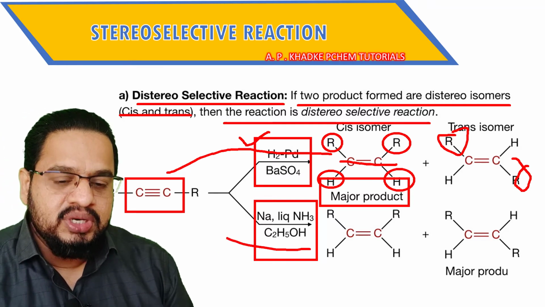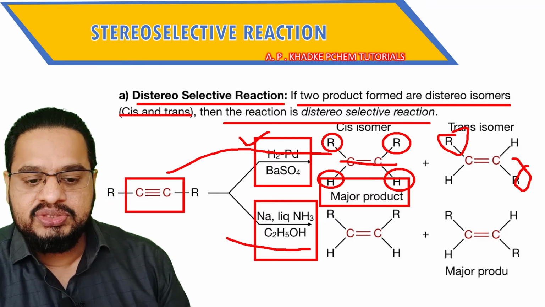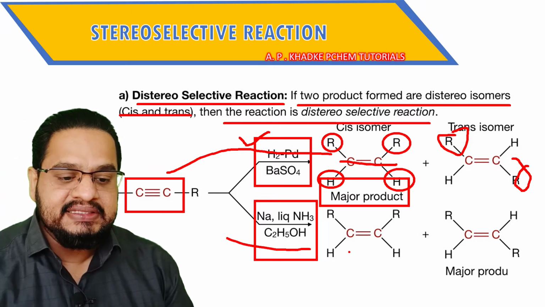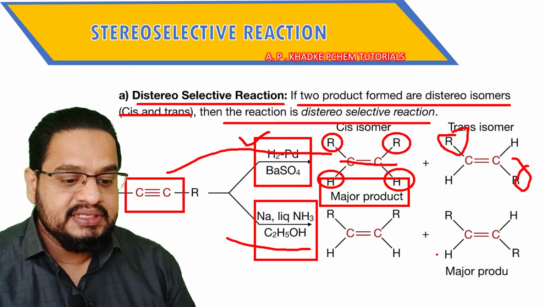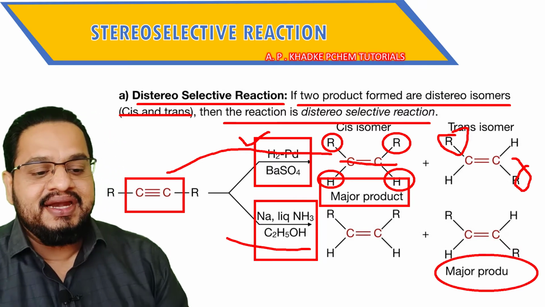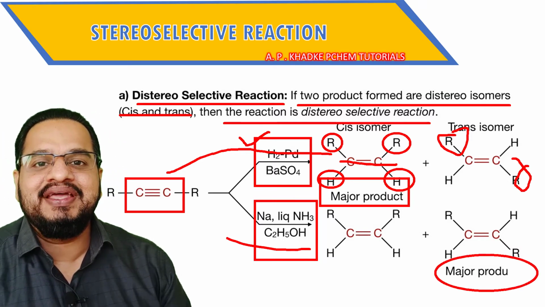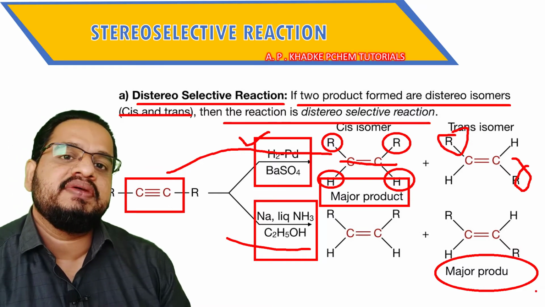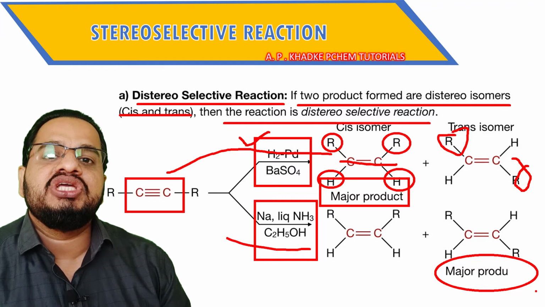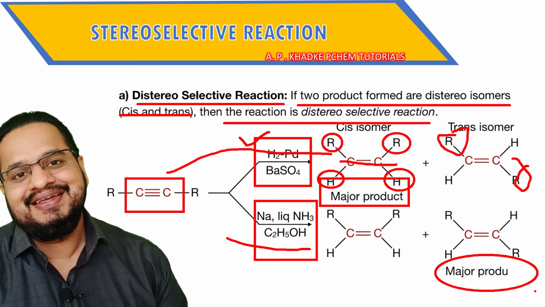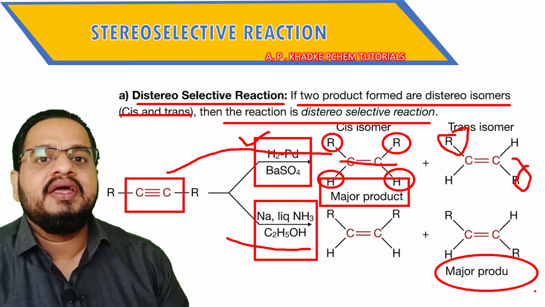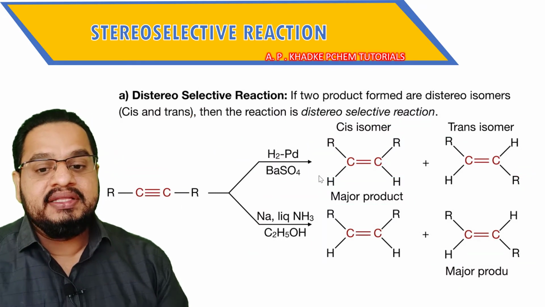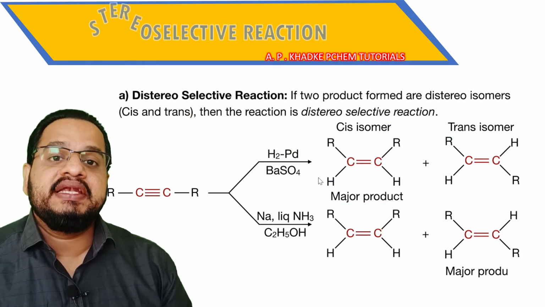Similarly, if you use sodium and liquid ammonia in ethanol, in that case the major product is the trans one. The trans compound is the major product. Understand? So this is the diastereoselective reaction, that is, just by changing the reagents we are getting one diastereomer in excess. So this is what stereoselective reactions are.